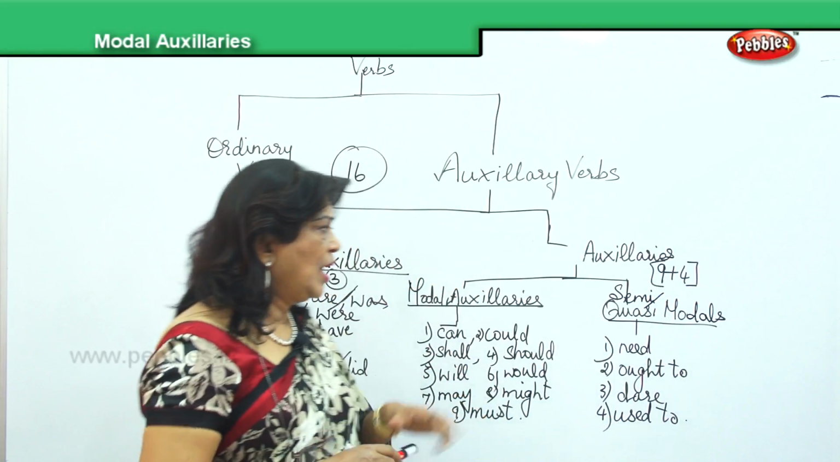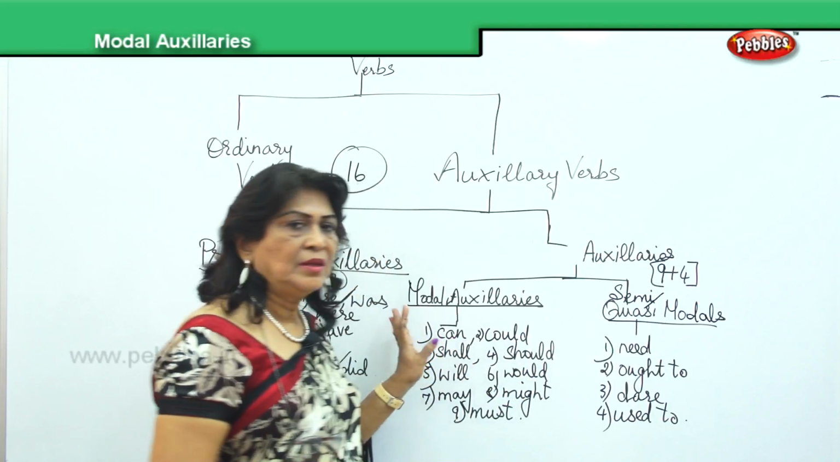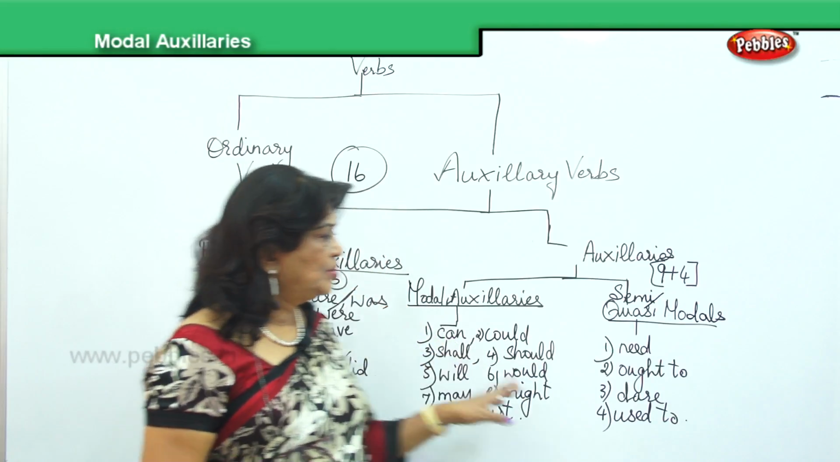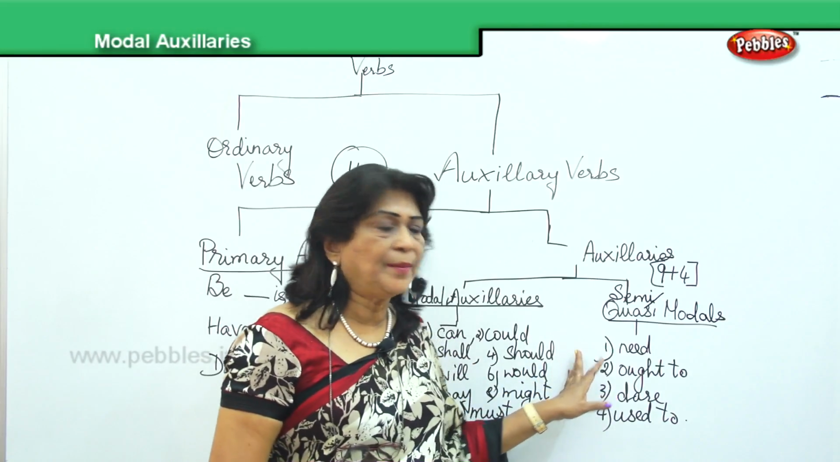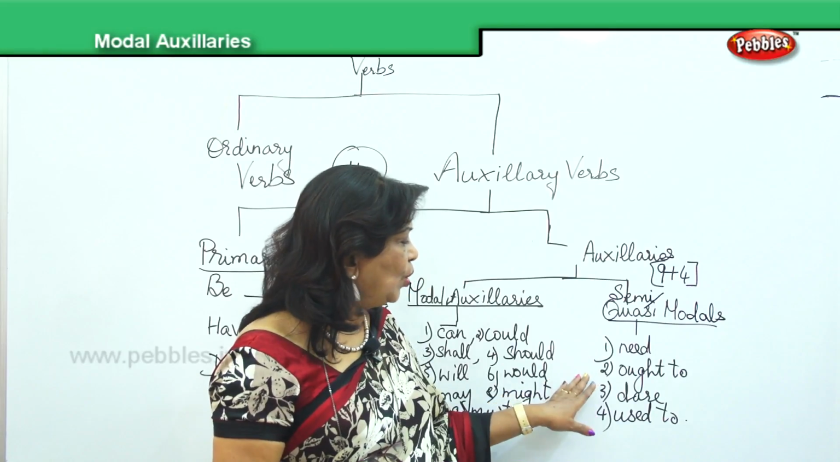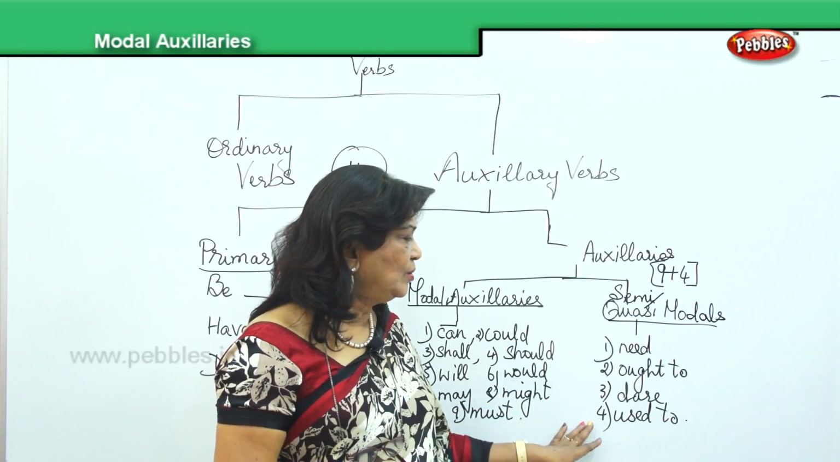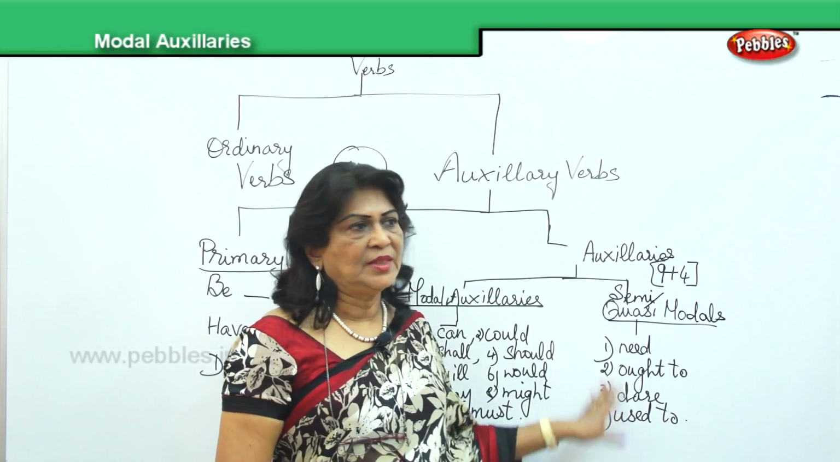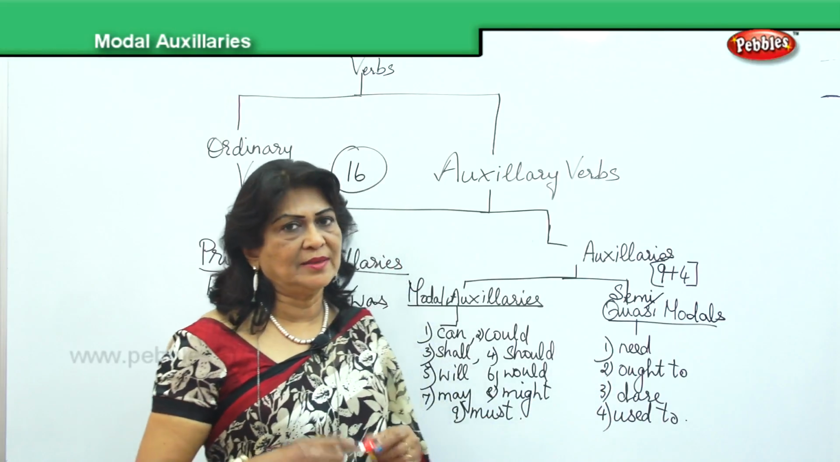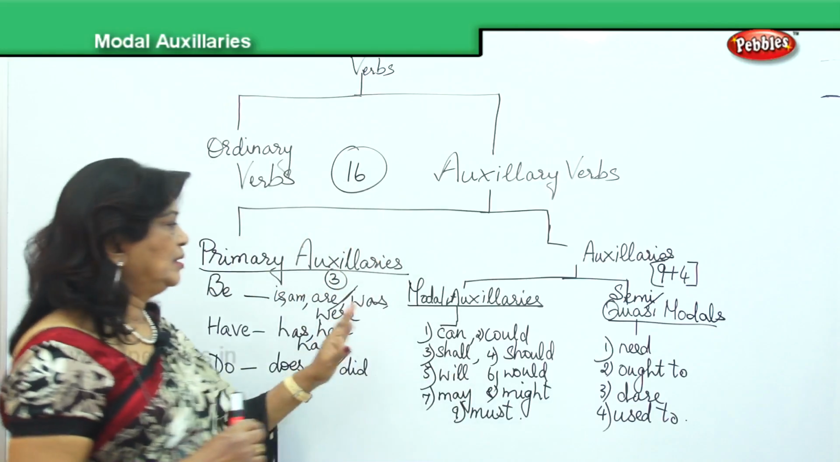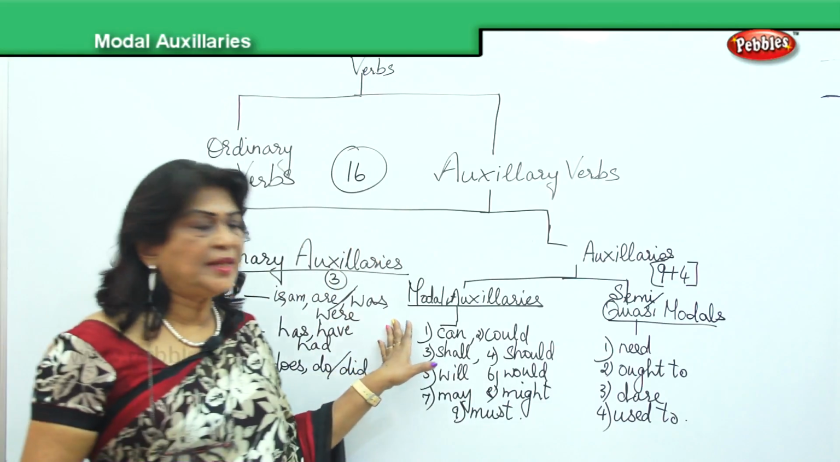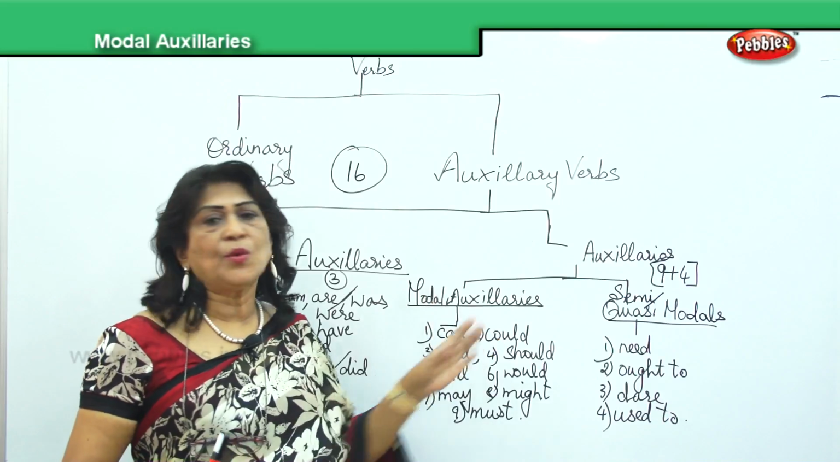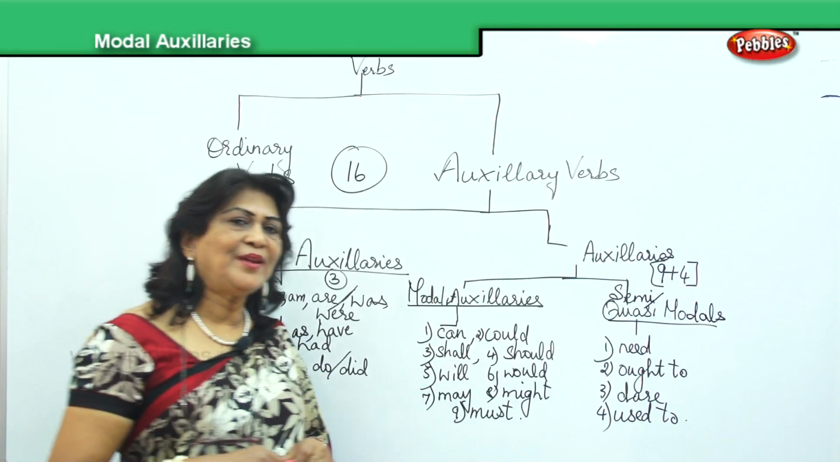Because they do half the work of the modal auxiliaries. So, these are 4 in number: need, ought to, dare and used to. Need and dare, ought to and used to. These 4 are semi-modals. Now, we are going to do in detail the modal auxiliaries and the quasi-modals. Shall we go ahead with that?